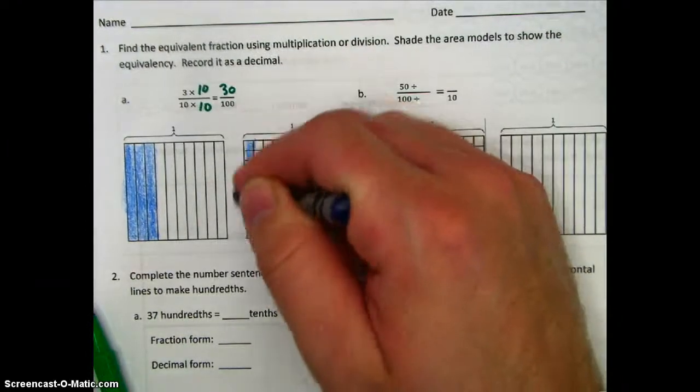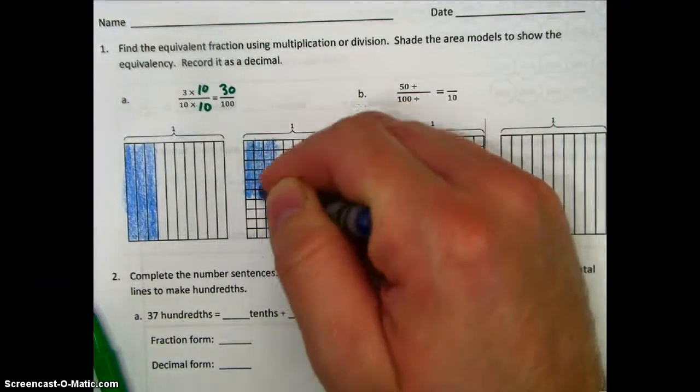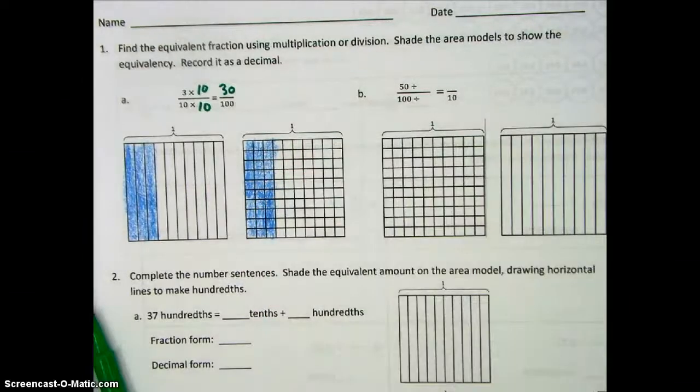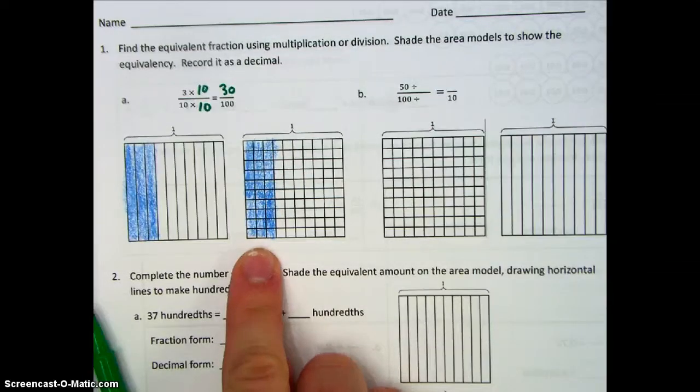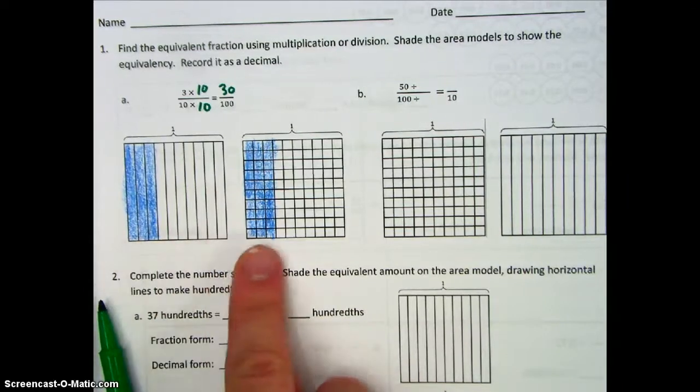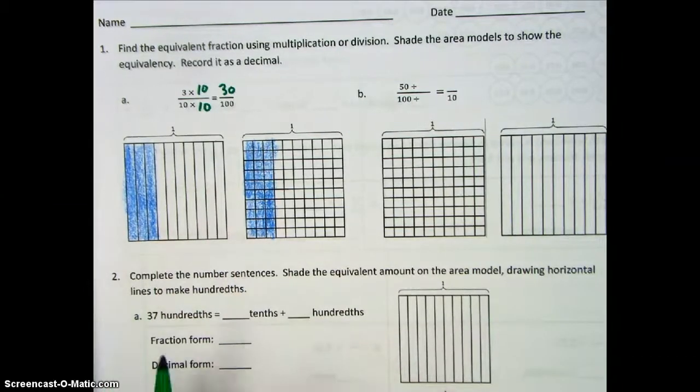And now we can come over here and shade in the same amount. And you can see that we still have our 3 columns, and each column has been divided up into 10 sections. So our 3 tenths has now become 30 hundredths.